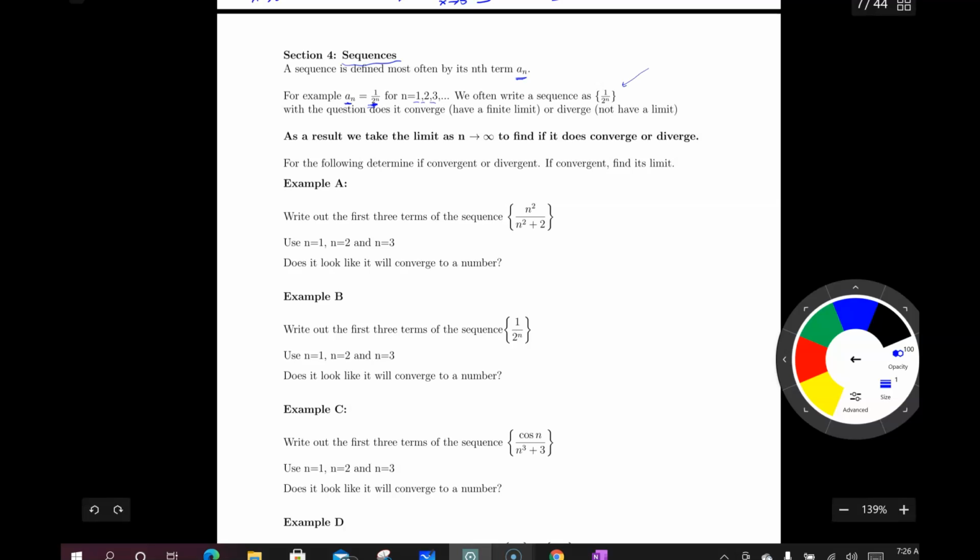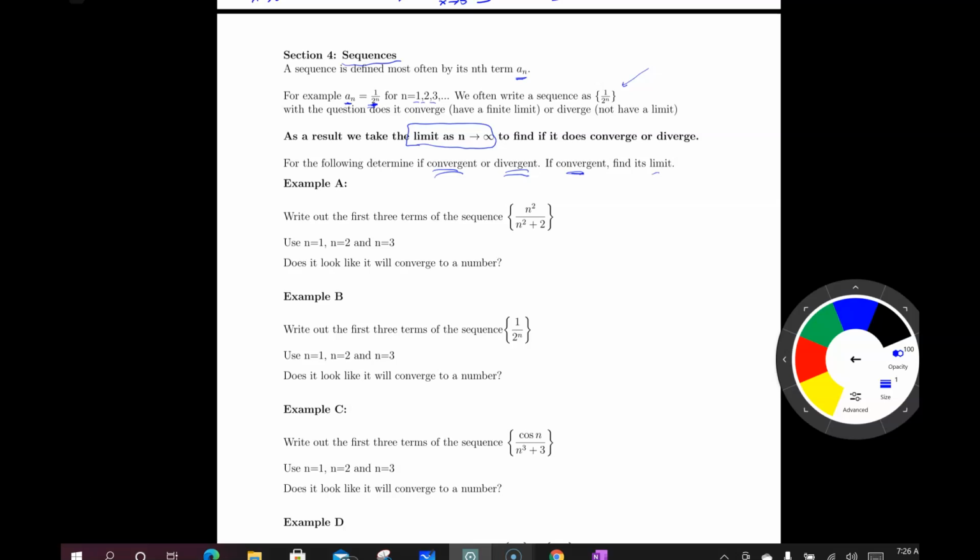Often we write sequences with these little curly parentheses. What we're always going to be asked is whether the sequence of numbers converges or diverges. To figure that out, we're always going to be taking the limit as n goes to infinity. If the limit exists, then it converges, and we'll know what its limit is.